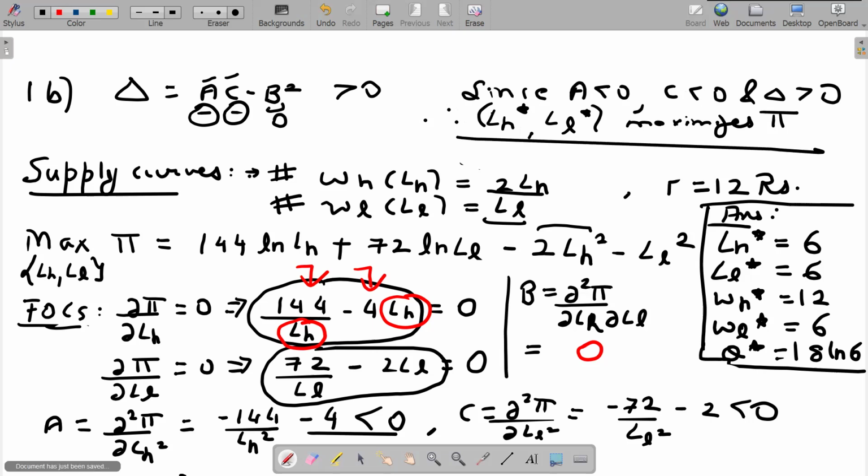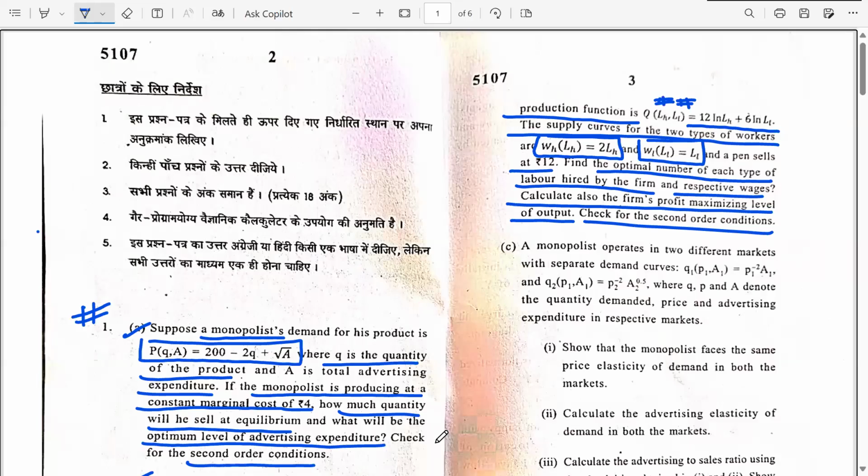Okay, so students, this is where I stop in this particular lecture. The objective of this lecture was to start the discussion of the intermediate microeconomics part 2 question paper for the Delhi University students. In the next lecture, I'm going to solve question 1 part C.